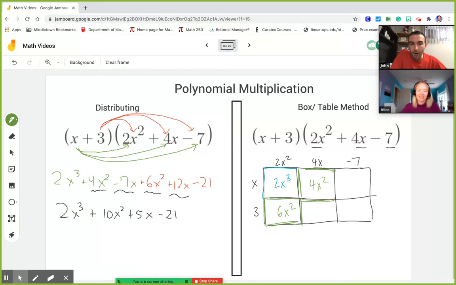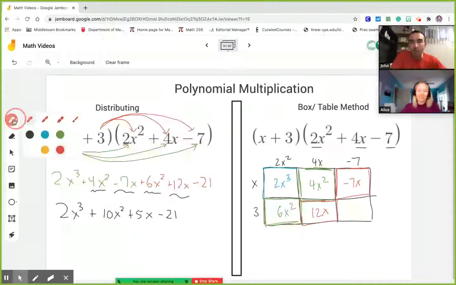All right, so now I'm going to go back up to the top. Let's find the area of the top right rectangle. So I have negative 7 by x. That product is negative 7x. And if I do this rectangle over here, the one that is just diagonally to the left, 3 times 4x is 12x.